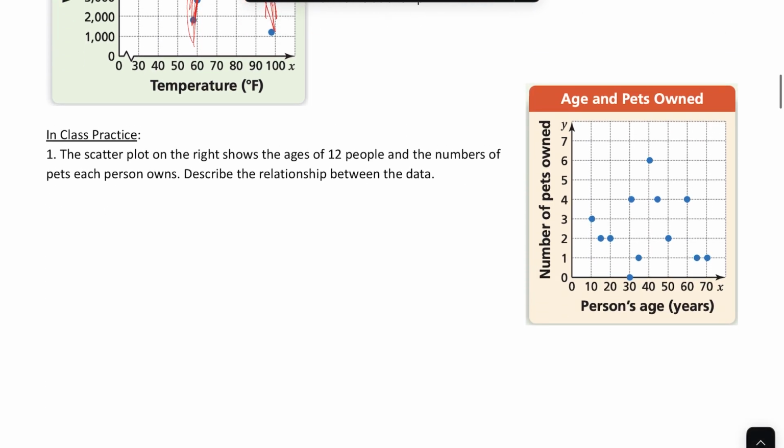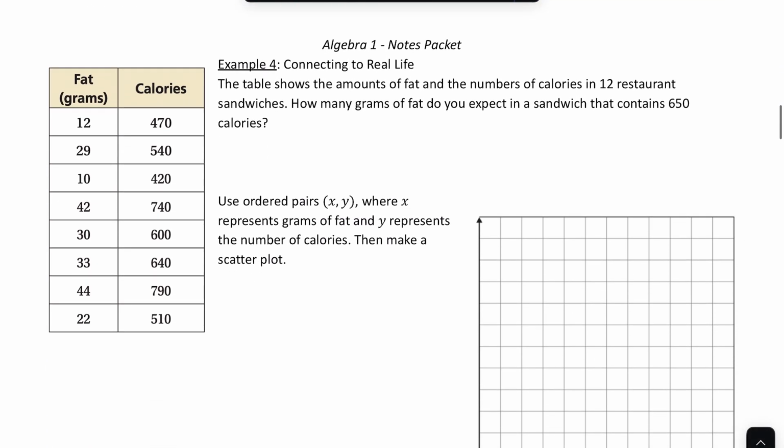Okay, so using this, why don't you try this real quick? The scatter plot on the right shows the ages of 12 people and the number of pets each person owns. Describe the relationship between the data. Looks like this one to me is a non-linear relationship. There really is no general pattern or trend that I can come to a conclusion of based off of this data that I'm given. All right.